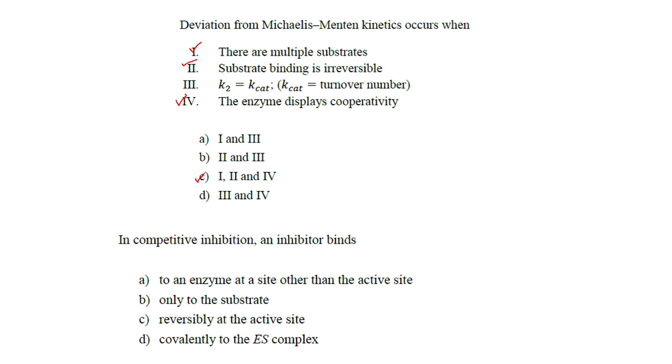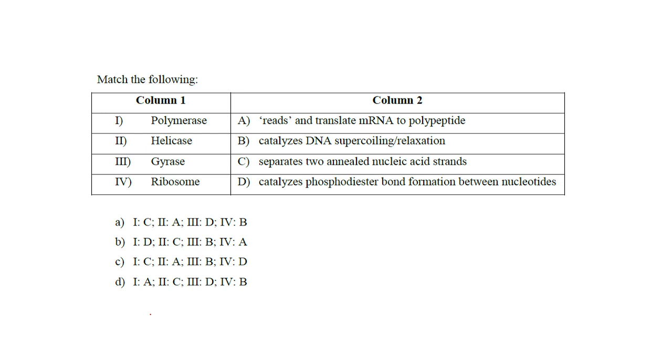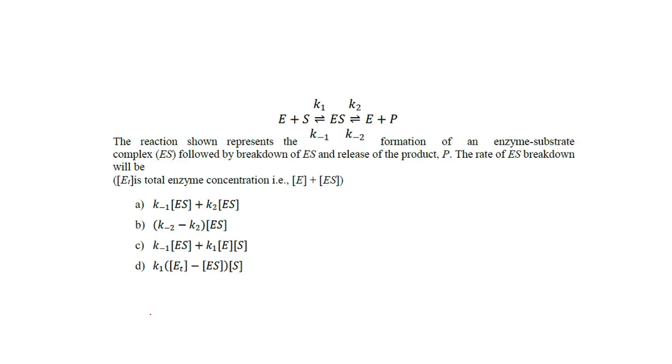The next one: in competitive inhibition, an inhibitor binds reversibly at the active site. So it binds at the active site. Now the reaction shows formation of an enzyme-substrate complex followed by the release of the product. So the rate of ES breakdown will be.